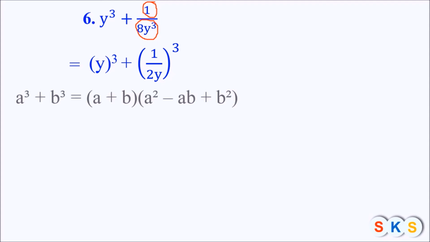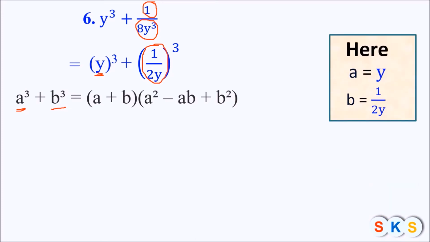So we will use the same formula. A cube plus b cube equals a plus b into a square minus ab plus b square. And you can see here the first term is cube of y. So we will take here a as y. And the second term is cube of 1 upon 2y. So we will take b as 1 upon 2y. So we will make a note of this. Okay, you can see in the box I have noted a equals y and b equals 1 upon 2y. Now we will substitute this value in this formula.